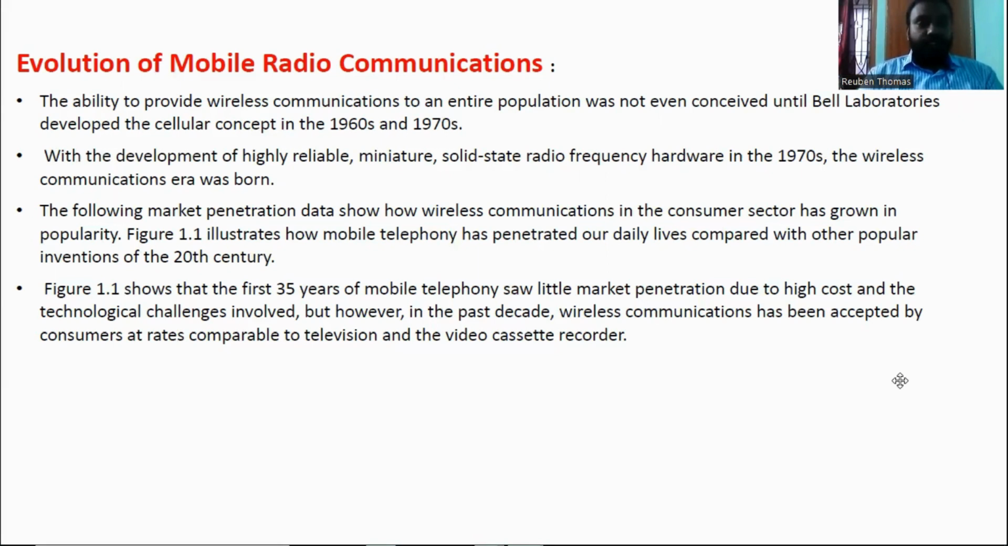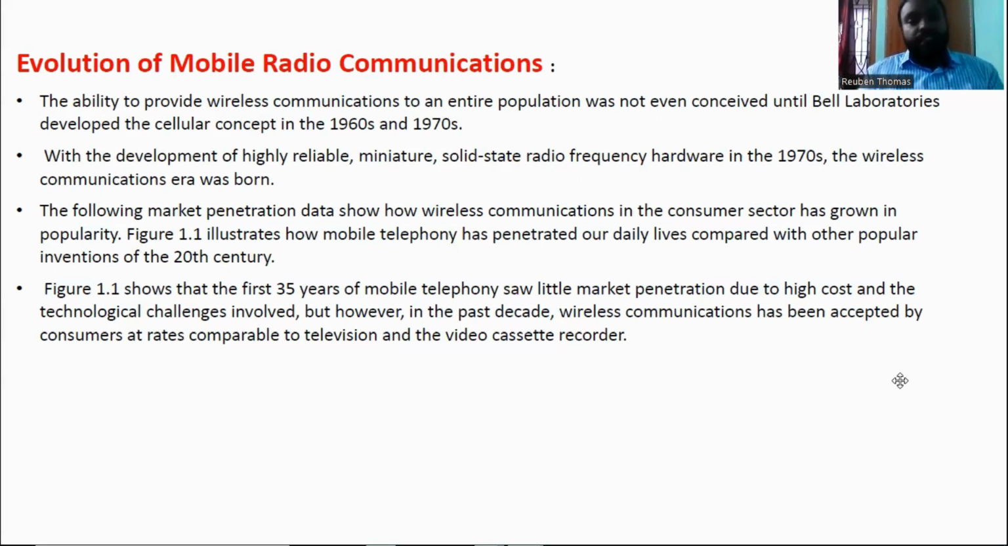The figure, which I'll show in the next slide, illustrates how the mobile telephone has penetrated our daily lives compared with other popular inventions of the 20th century. The same diagram shows that the first 35 years of mobile telephony saw little market penetration due to high cost and the technological challenges involved. However, in the past decade, wireless communications have been accepted by consumers at rates comparable to television and video cassette recorders.